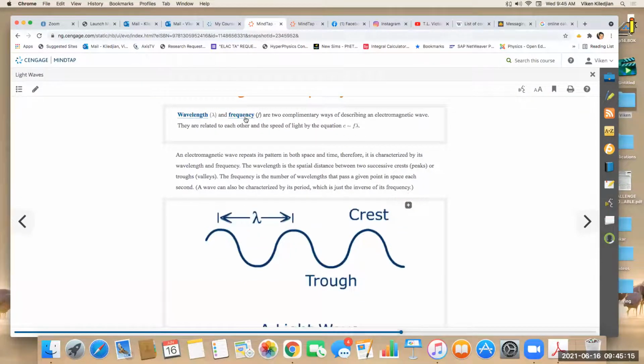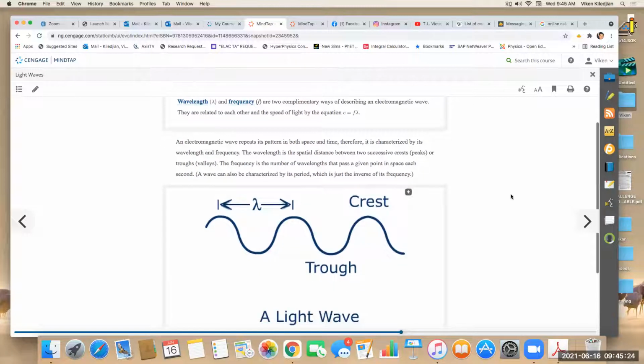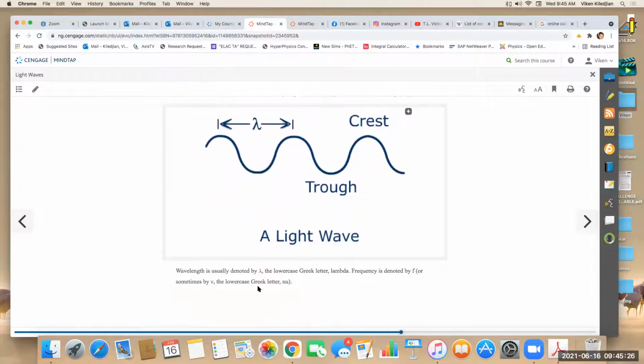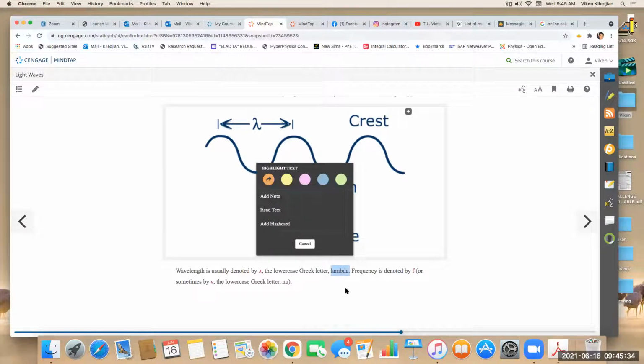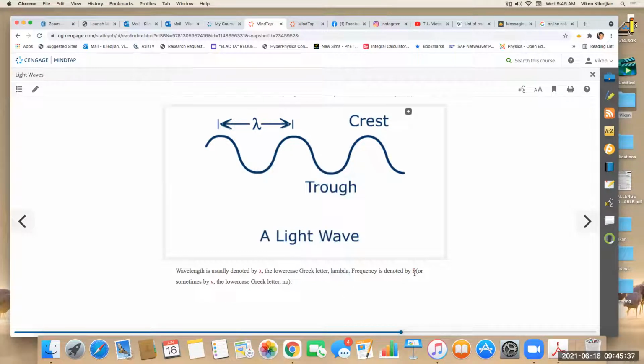Now the frequency is how many cycles the wave is making per second, and that's usually measured in hertz. So you see here, wavelength is usually denoted by lambda, the lowercase Greek letter lambda, right? Frequency is denoted by f, or sometimes the Greek letter nu. But usually we write f for the frequency. It's more common.